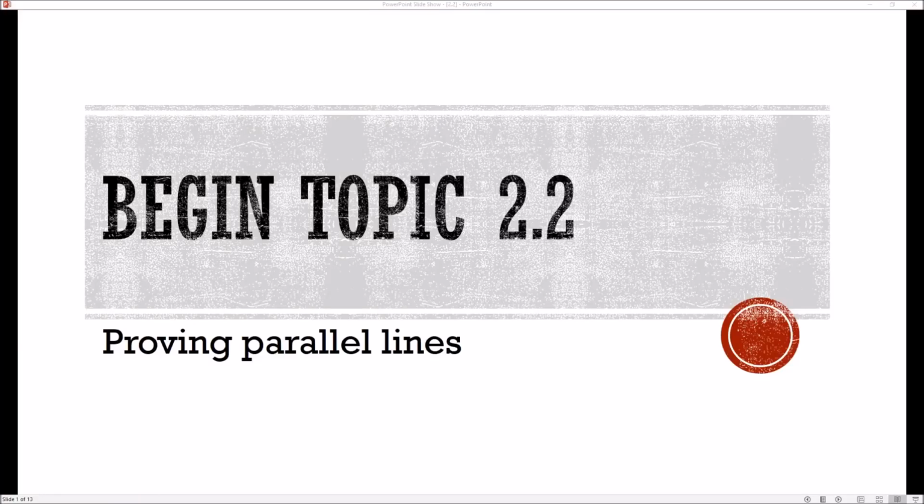Begin topic 2.2. We are proving parallel lines. So what we're going to deal with today are the converse of the original 2.1 theorems. Remember, the converse is you take your original P implies Q statement and you flip the conclusion and the hypothesis. You do not negate them. If you negate them after you flip them, that becomes a contrapositive.